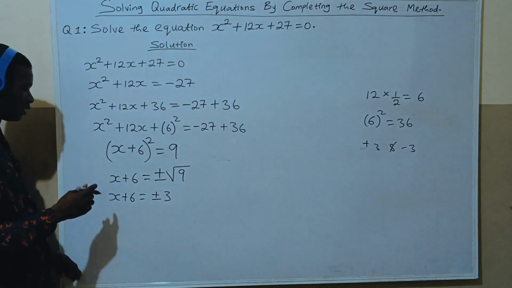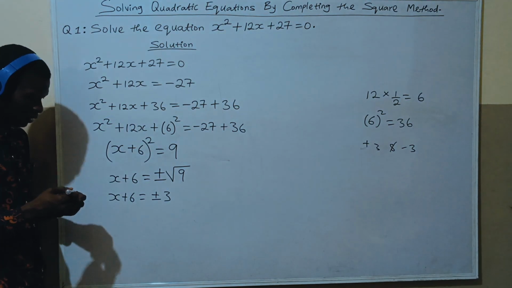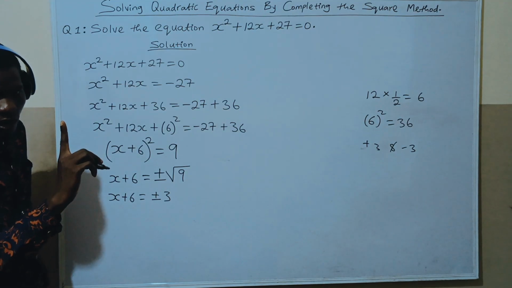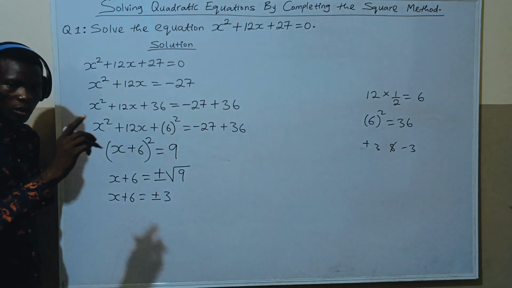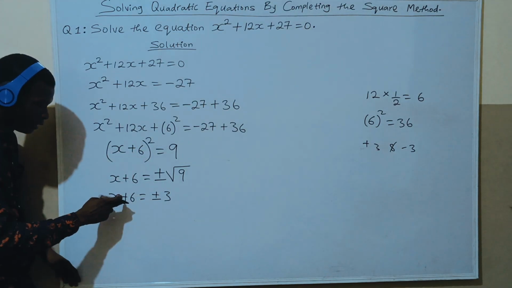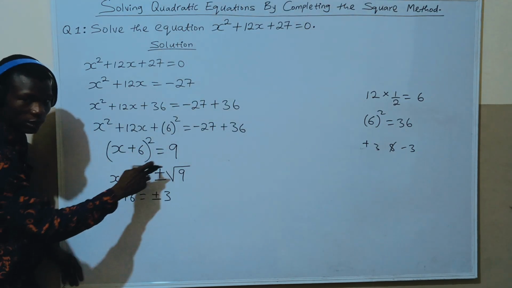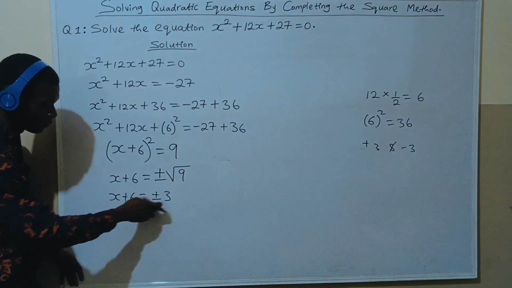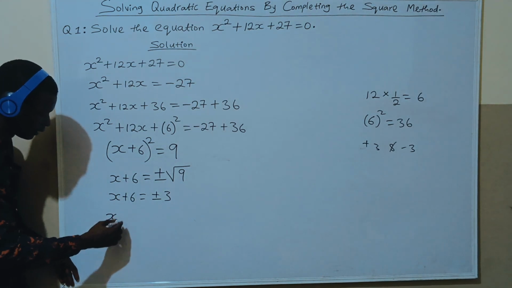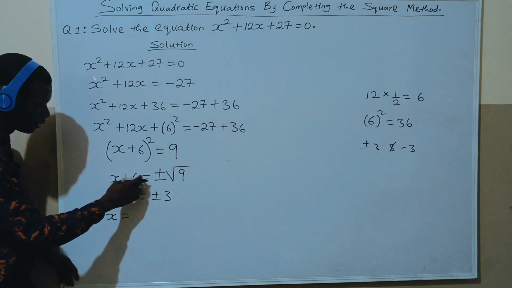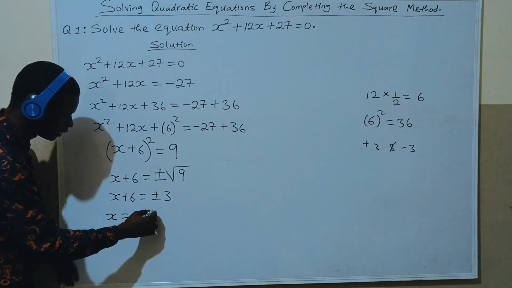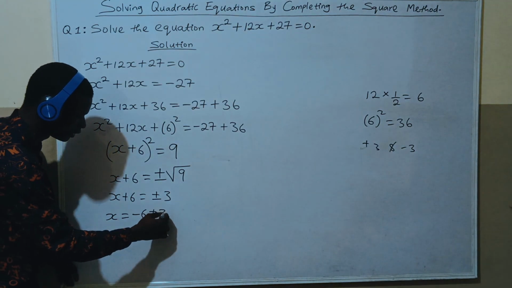Okay, so what is the next thing? These are two solutions embedded in one equation. So we're going to have to break up these two solutions. But before then, let's transfer this 6 to the other side by way of what? Collecting like terms. So we'll be left with only x here. That's going to be equal to, if plus 6 crosses the equal sign to go to the other side, it becomes minus 6 plus or minus 3.